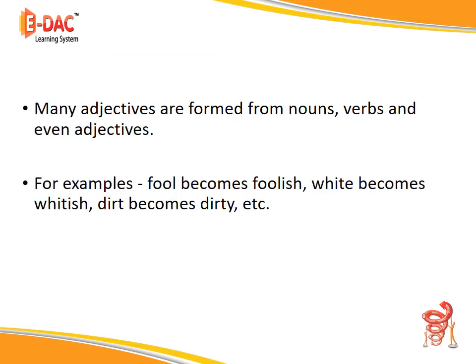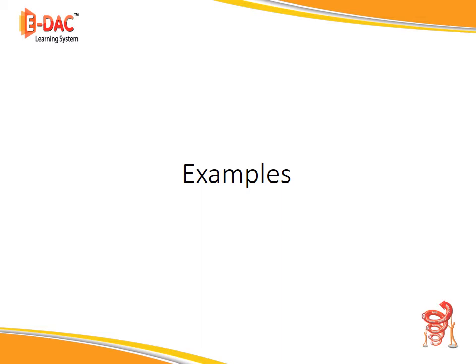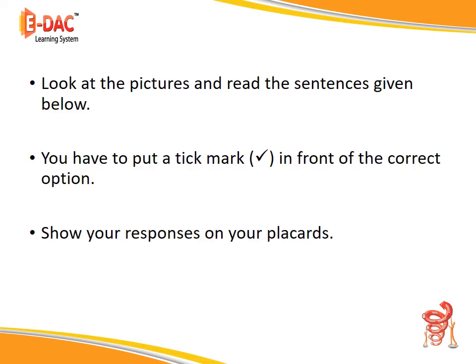Many adjectives are formed from nouns, verbs, and even adjectives. For example, fool becomes foolish, white becomes whitish, dirt becomes dirty, etc. Now, children, let's see some examples of the above. Look at the pictures and read the sentences given below. You have to put a tick mark in front of the correct option.